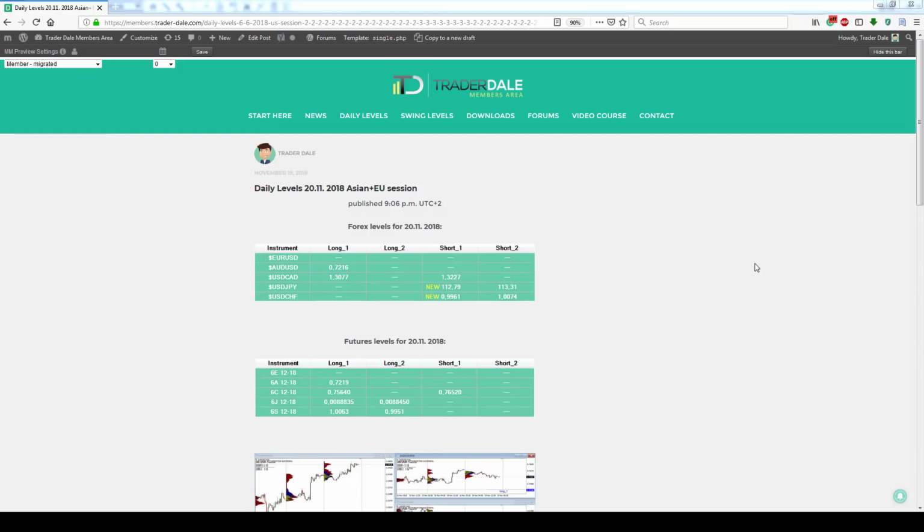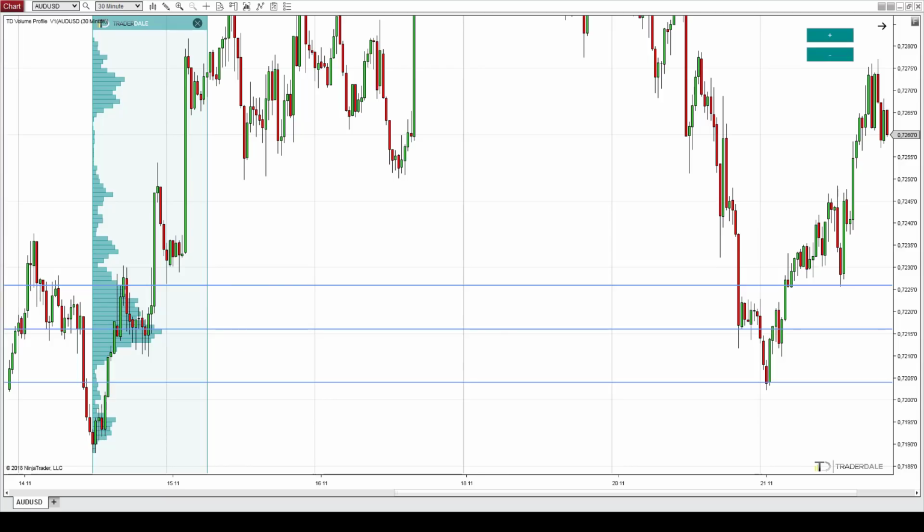The last trade that I had on the 20th of November was a long trade on the Australian dollar US dollar, long from 72.16. This is the prediction, and let's now have a look how it went. So this is the Australian dollar US dollar chart. This is the long level from the prediction table. Those are heavy volumes, which were the reason for this long level. This was my profit target, this was my stop loss.